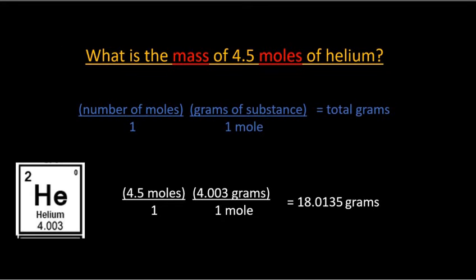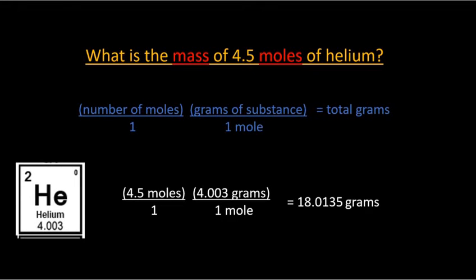Okay, then you were trying to figure out the mass of a certain number of moles. You started out with the moles. You had 1 mole and you did the molar mass, and then you figured out the number of grams. Remember, the molar mass is just how many grams in a mole. So you have 1 mole of helium, 4.003 grams.